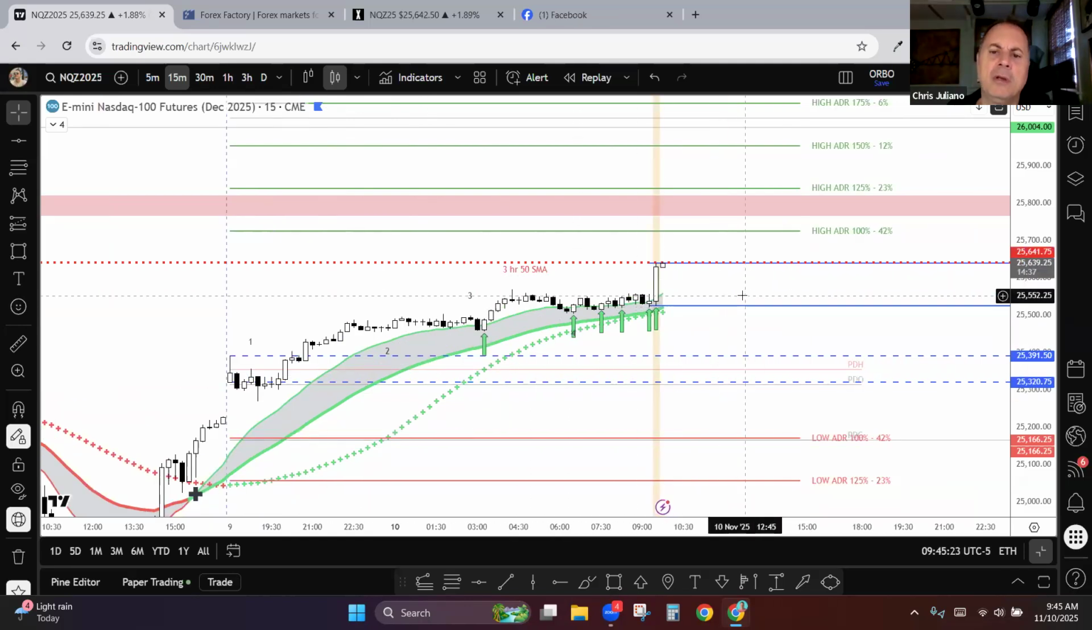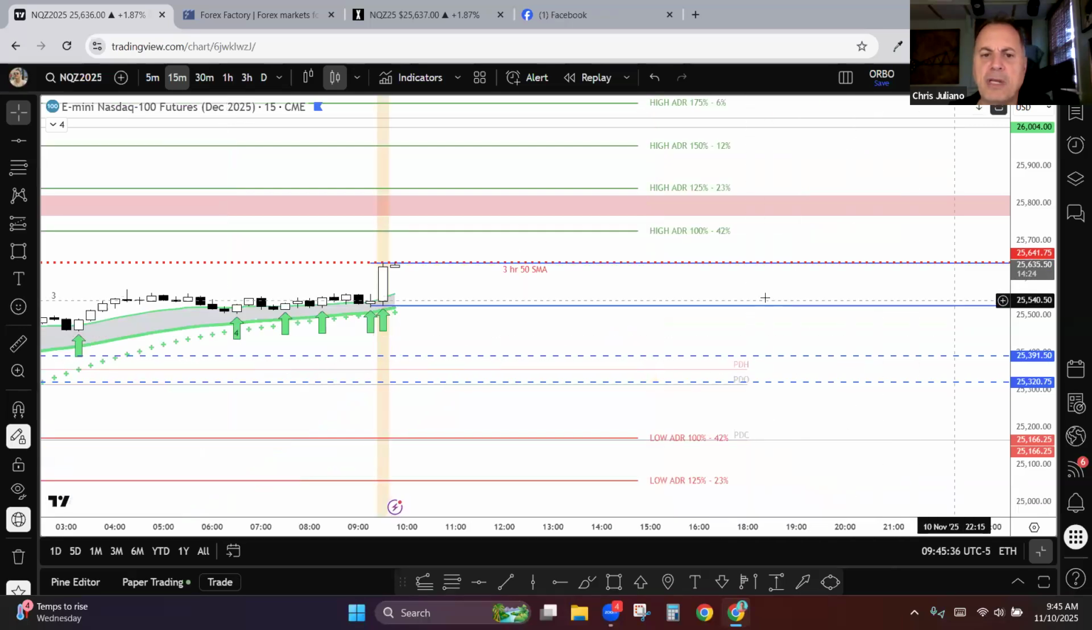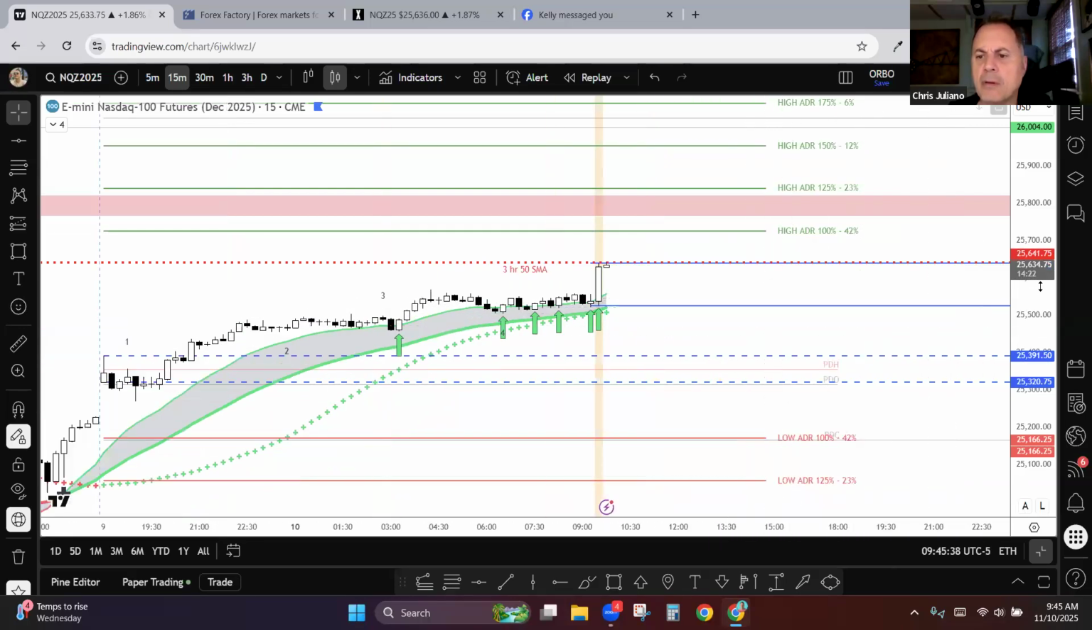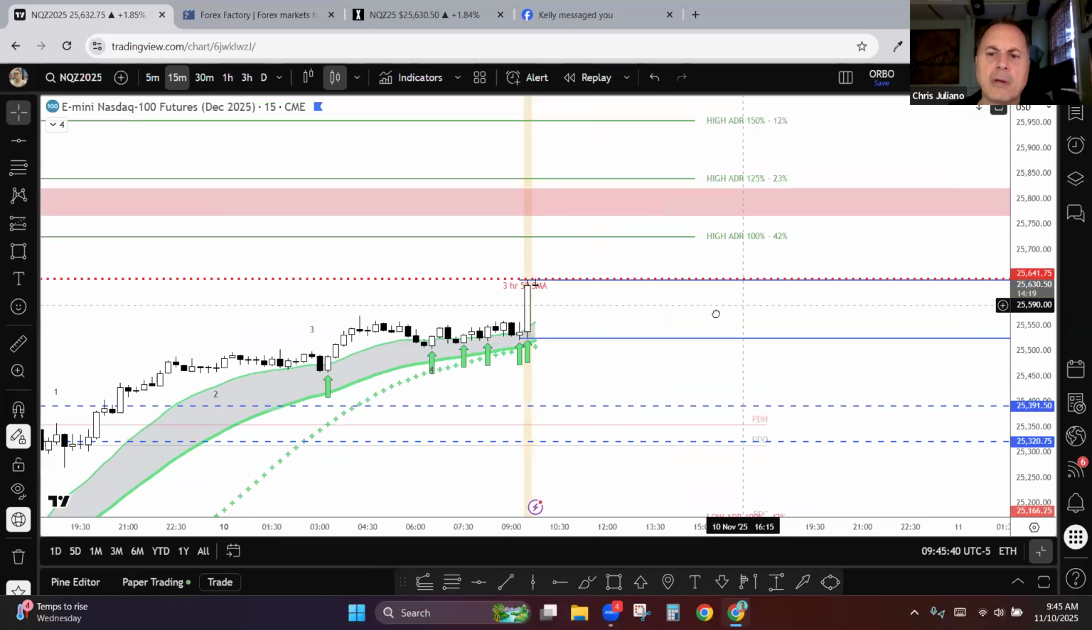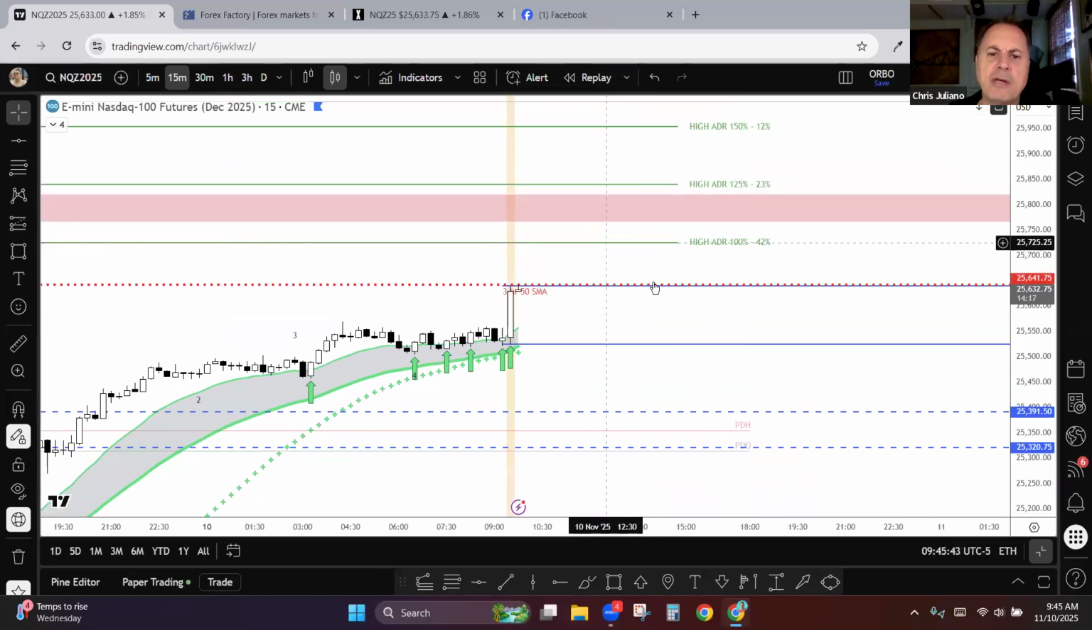All right, here we go. Look at that. The opening range forms right at the 50. You'd have to take this immediately right now. Next target would be right here, right? And we're at that 50 right there.